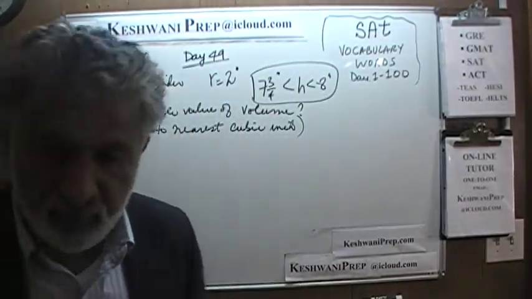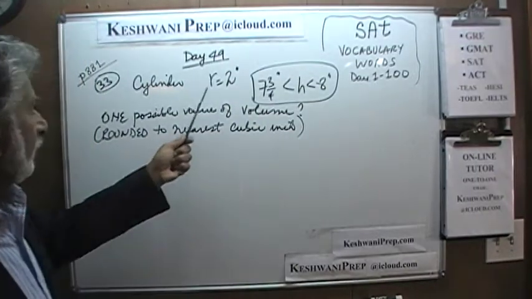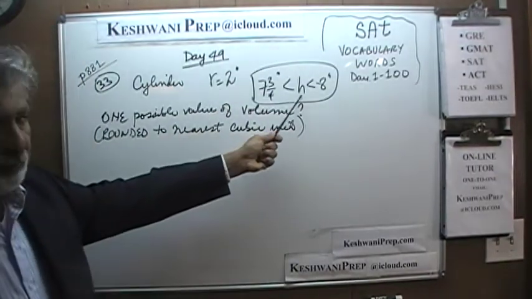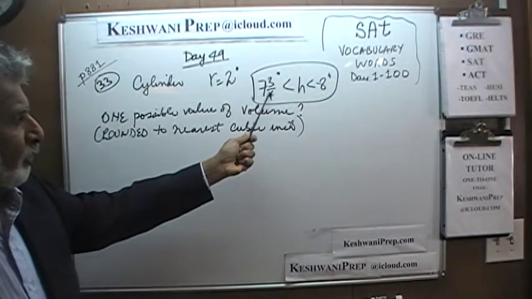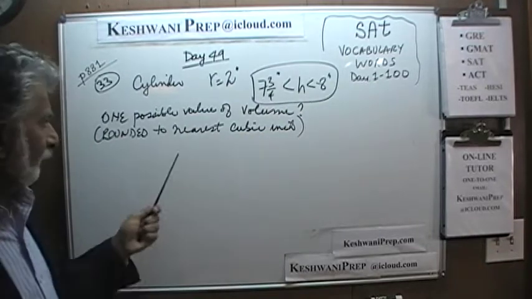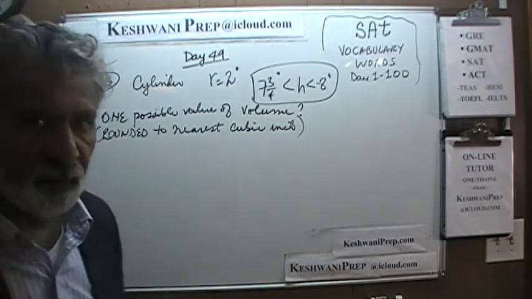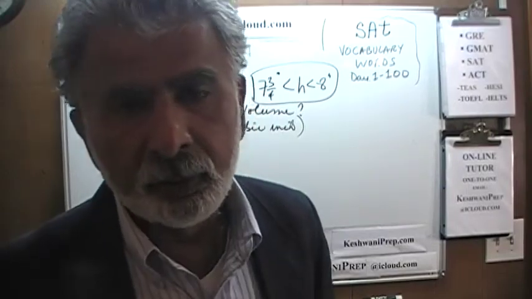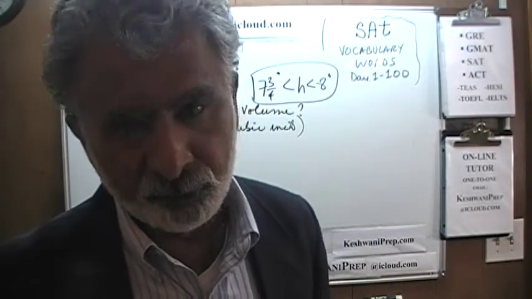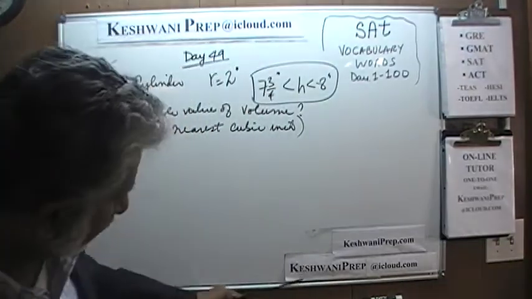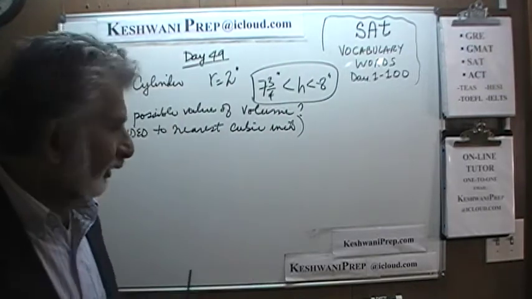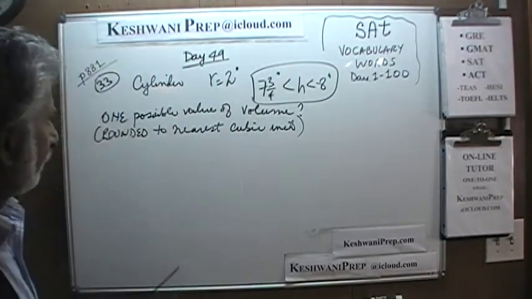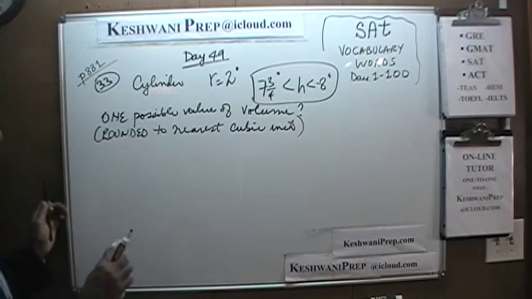So number 33, we have a cylinder. We are told that the radius is 2 and the height of the cylinder is somewhere between 7 3/4 inches and 8 inches. The question simply is, what is one possible value of the volume to the nearest whole cubic inches? We don't have to round it to the nearest tenth. It's the whole number they're looking for, nearest cubic inches. Let's take a look at it. We need the room, so I'm going to erase all of this.